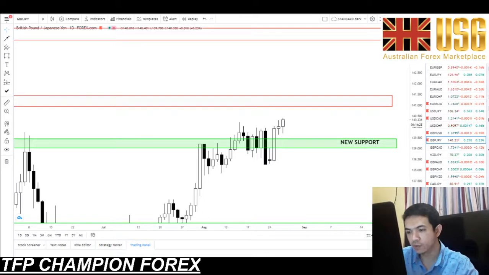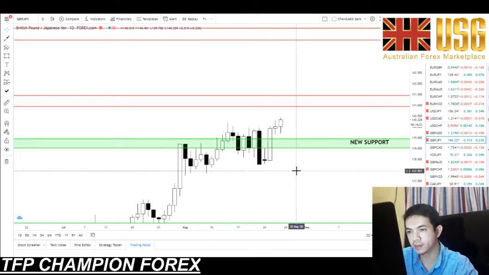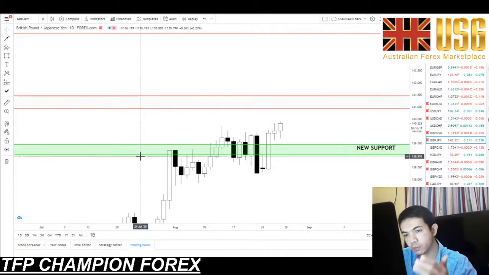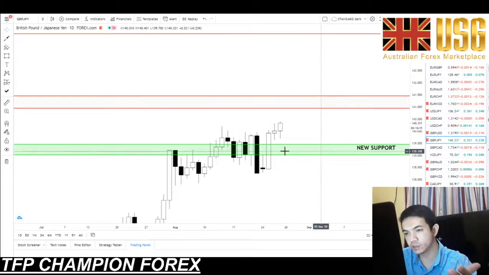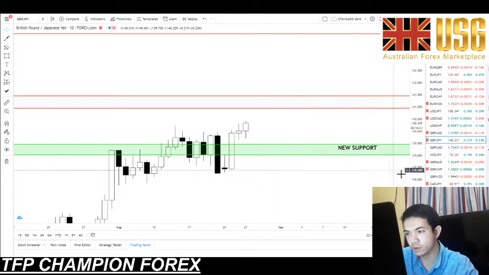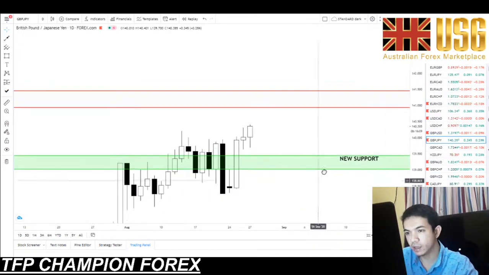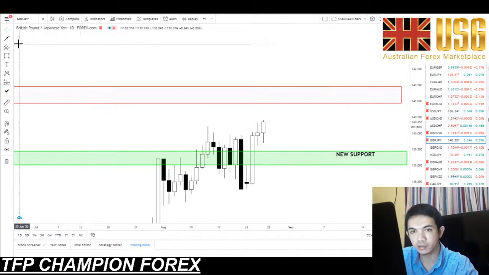So for this example, how can I find an opportunity? All right, so we know that the price broke through this previous resistance, which now becomes new support. All right, so if I were to take the trade, definitely I will not chase for the price right now.